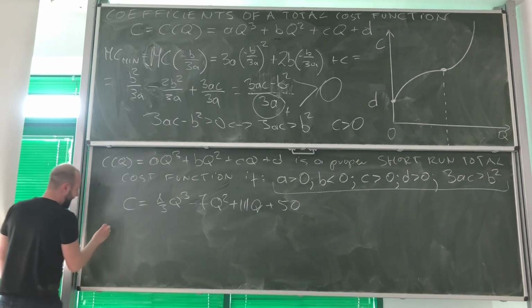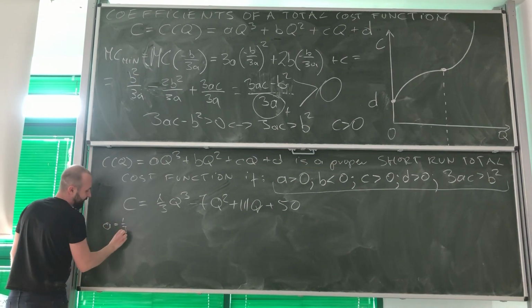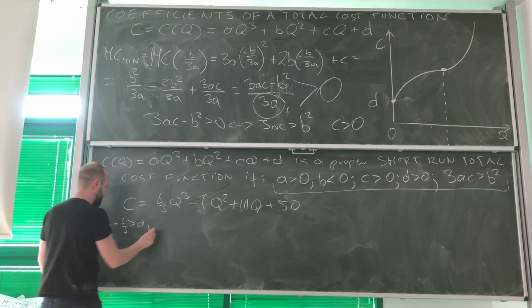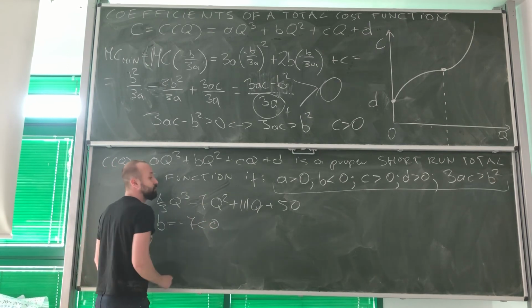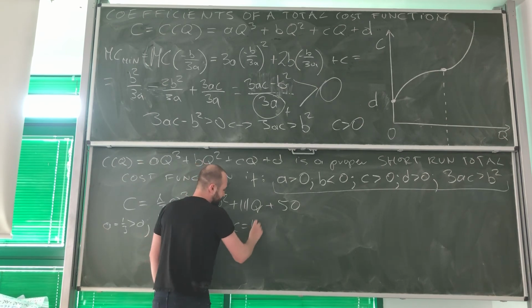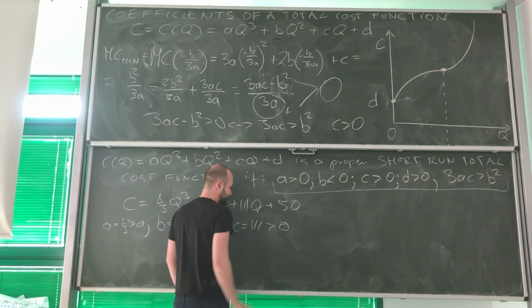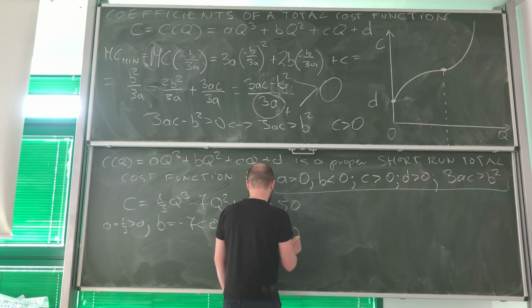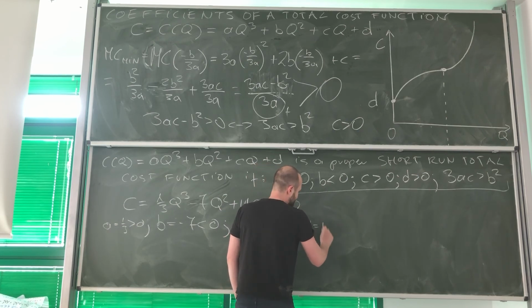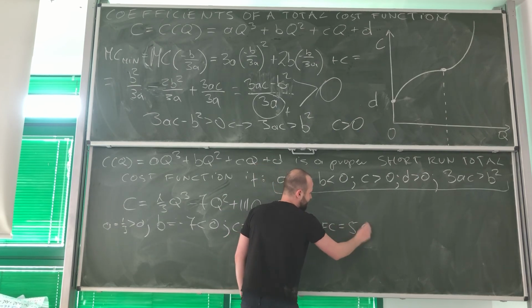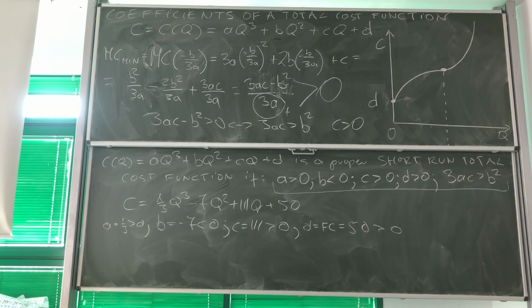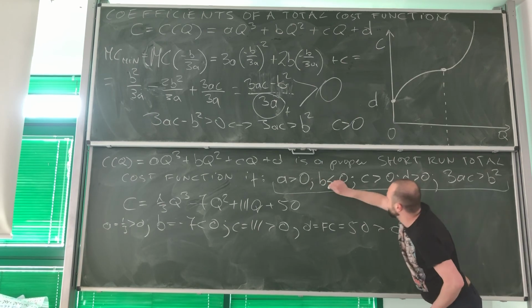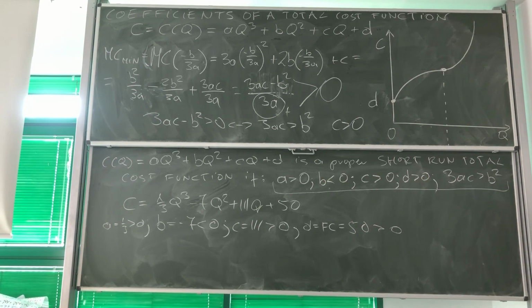So look, we see that A equals 1 over 3, bigger than 0, very good. B equals negative 7, smaller than 0, very good. C equals 111, bigger than 0, good. The way it's supposed to be. And our D, so fixed cost, is equal to 50, and it's also bigger than 0. So, 1, 2, 3, 4. 4 conditions fulfilled, 1 more to go.